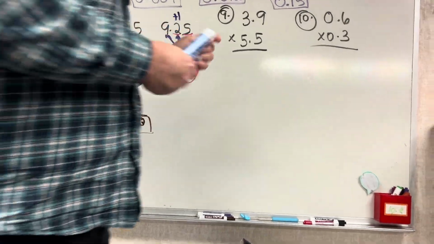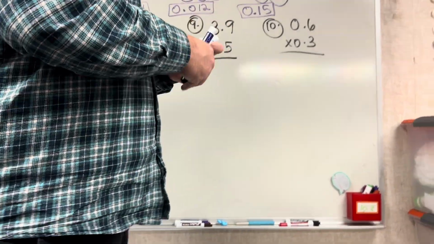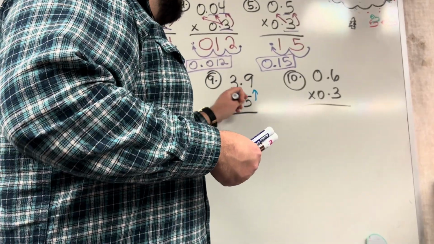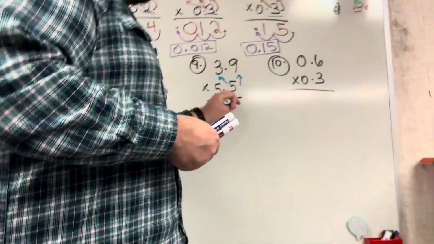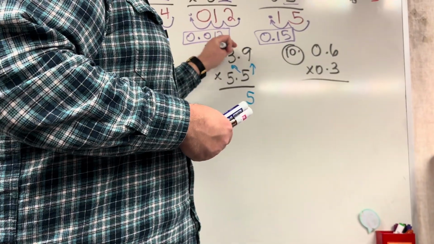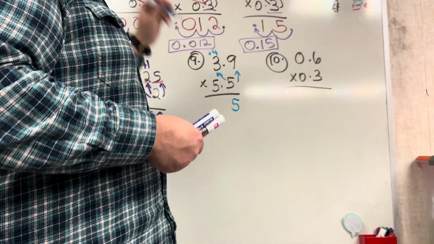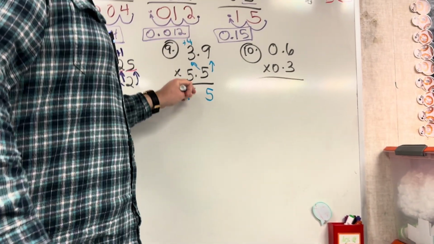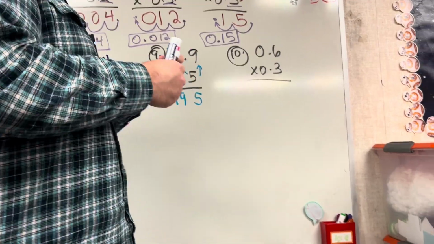Number 9 is another multi-digit decimal. So we're just going to start right to left. 5 times 9, and then 5 times 3. 5 times 9 is 45, carry that 4. 5 times 3 is 15 plus 4 is 19. Cross that out. I'm going to put in a 0.